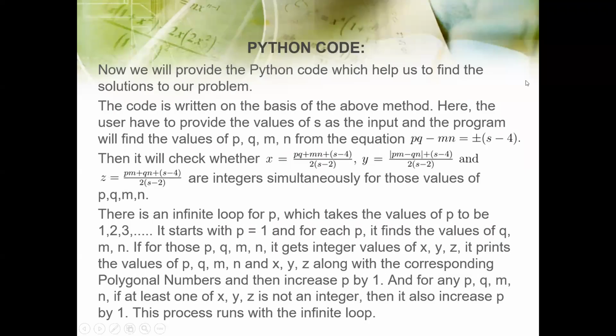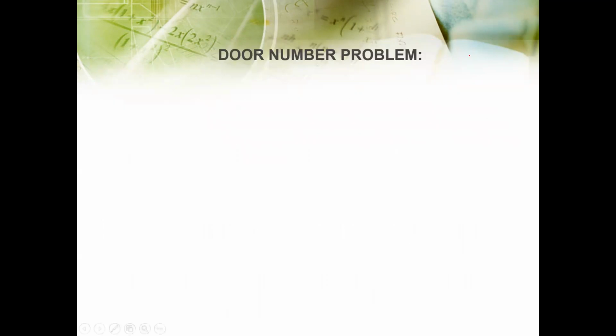And I did an interesting thing. I ran the code with Ramanujan's number. I ran the program for around 10 days, and it gave 5 to 6 solutions, and then I terminated the program. And the solutions are really huge numbers, on the order of 10 to the power 9 or something like that. Anyway, so now the door number problem.